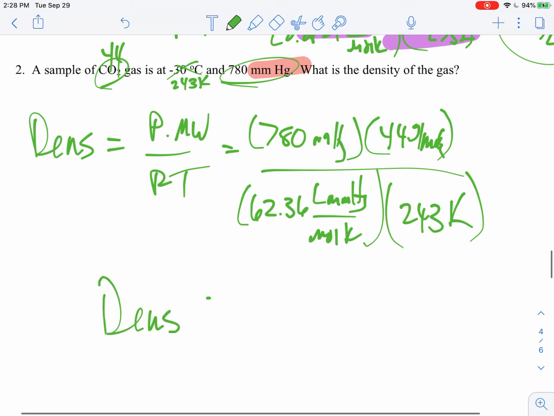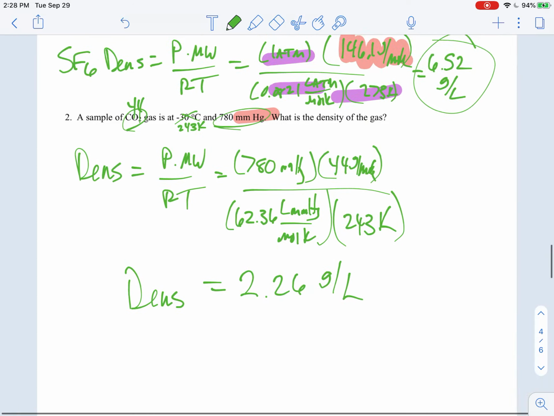So this is just a plug and chug. The density now is 780 times 44 divided by the 62.36 and the 243, which gets me a density of about 2.26 grams per liter.